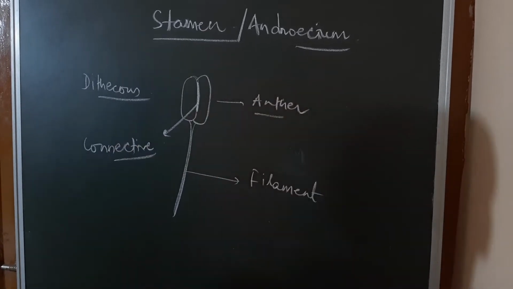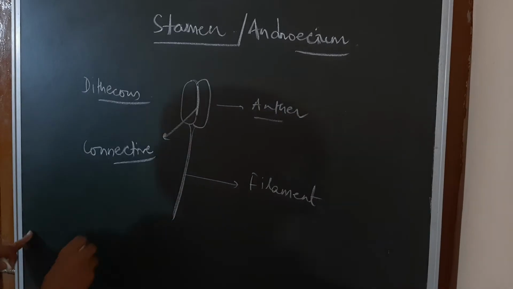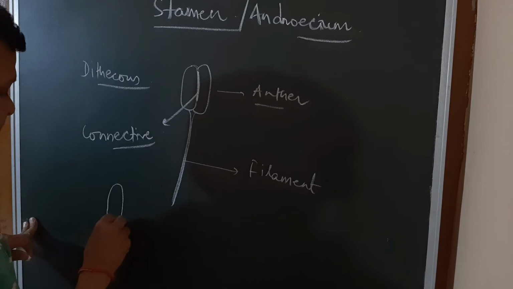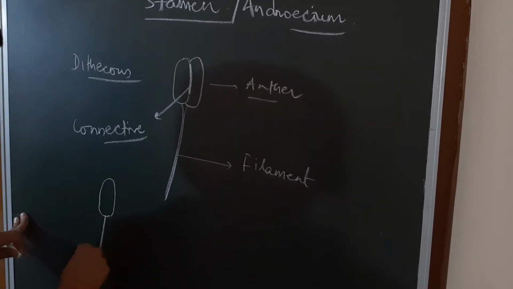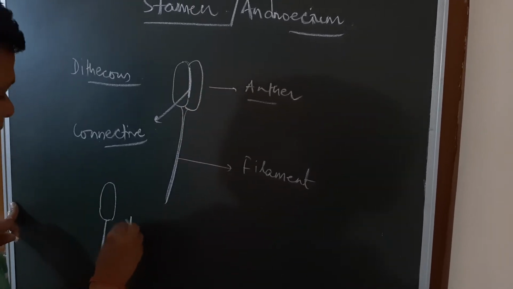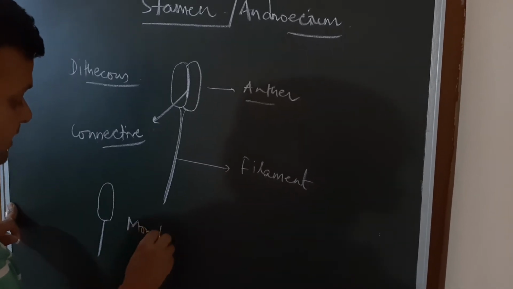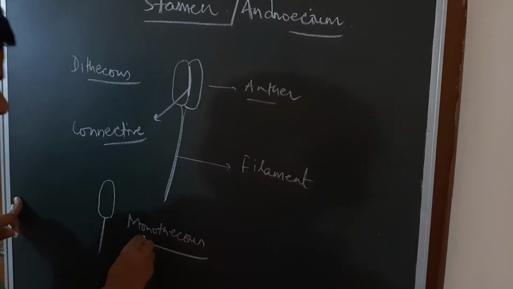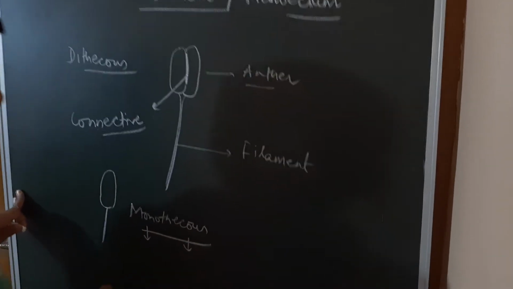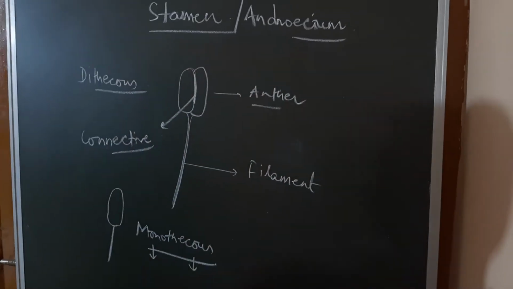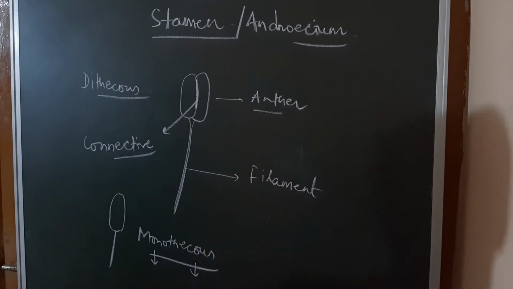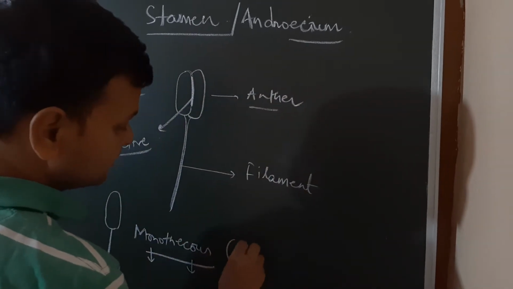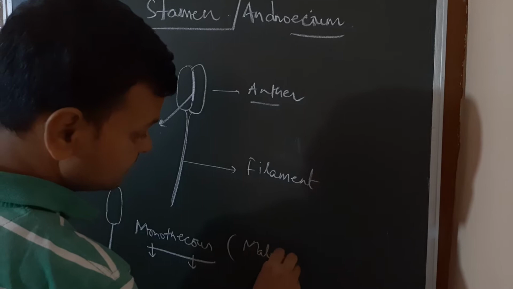Some plants like the Malvaceae family have a single lobed anther like this. There will be one lobe only, and to this one lobe there will be a stalk of filament. This is called monothecous. Mono means single and thecous means lobe. If there is a single lobe, it is monothecous. If there are two lobes, it is dithecous. And the monothecous example we have mentioned earlier is the family Malvaceae.